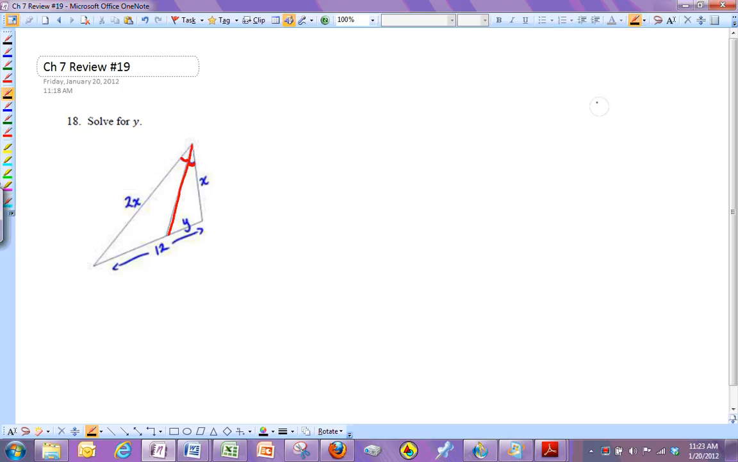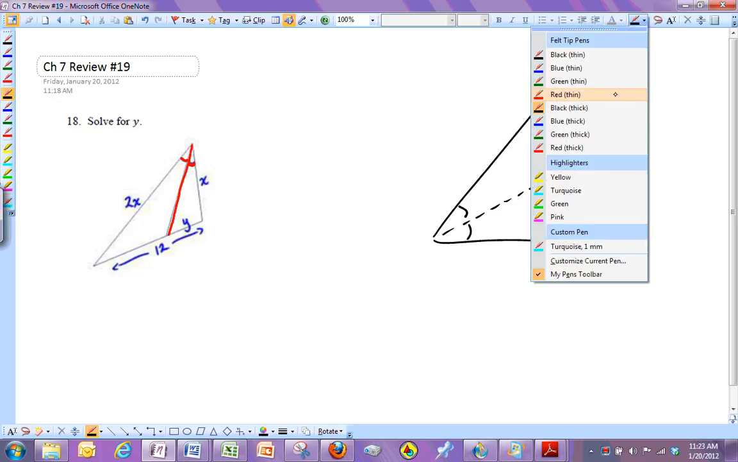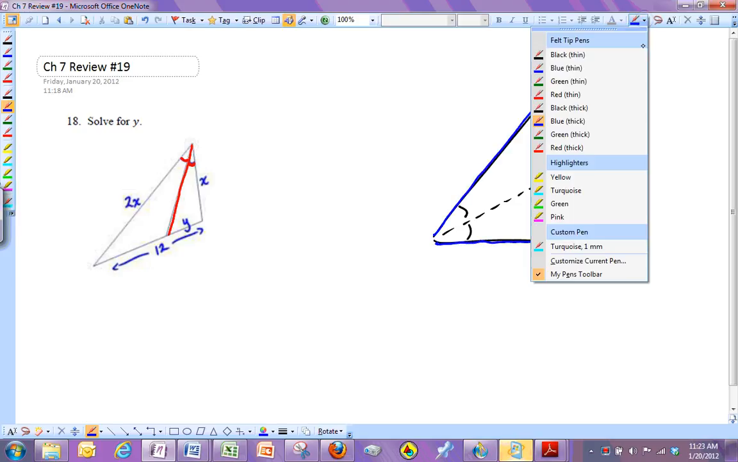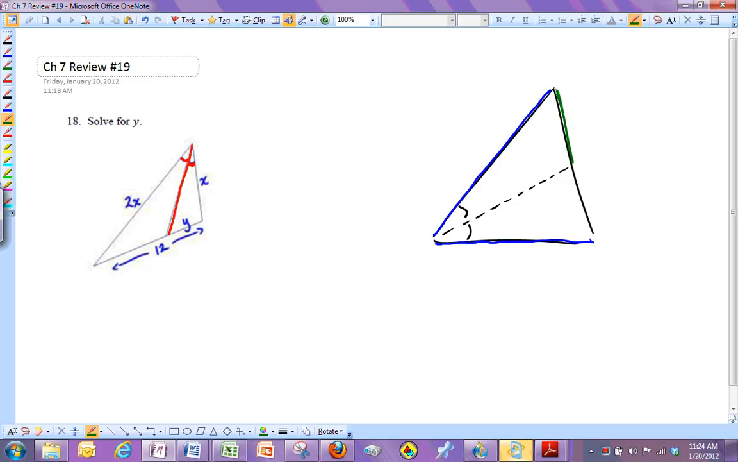There are no similar triangles in this picture here, but we've learned a theorem that says this. If you have an angle bisector, so these two are the same, then it divides the sides proportionally. So this side goes with this side in the same way that this side here goes with this side here.